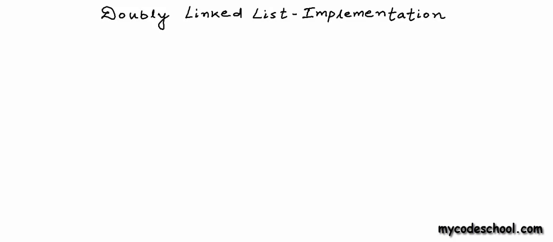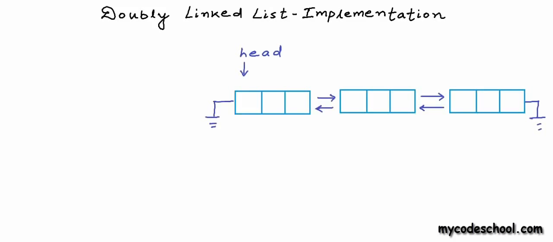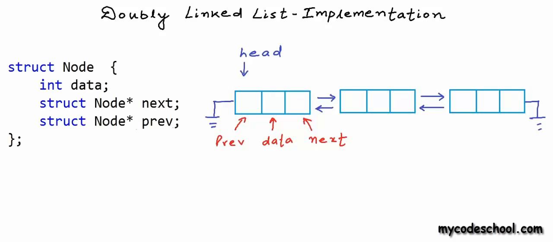In a doubly linked list, as we saw in our previous lesson, each node contains 3 fields. I have drawn logical representation of a doubly linked list here. One to store data, one to store address of next node, and one to store address of previous node. For a linked list of integers, node will be defined like this in a C or C++ program.